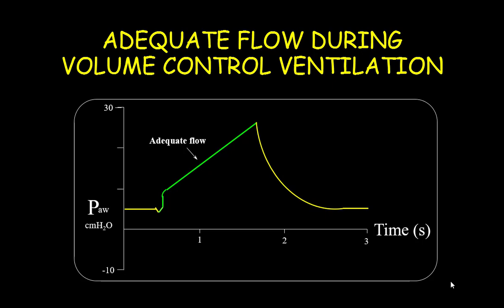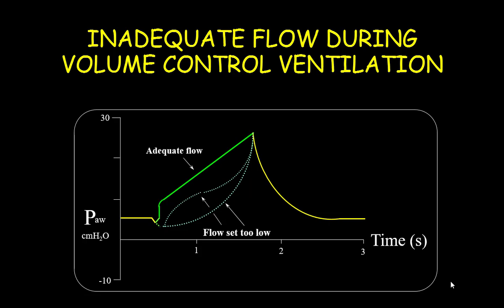Given the slope of this curve, the rate of rise in pressure in volume control ventilation, in the pressure time curve, you can say whether the flow is adequate or not. If the flow is adequate, there will be a uniform rise in this curve. If it is inadequate, this curve will be scalloped out, saying that the flow is not adequate. So something has to be done to increase the flows.